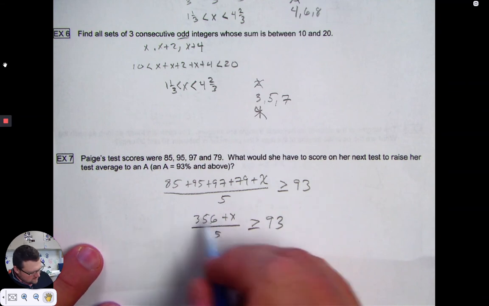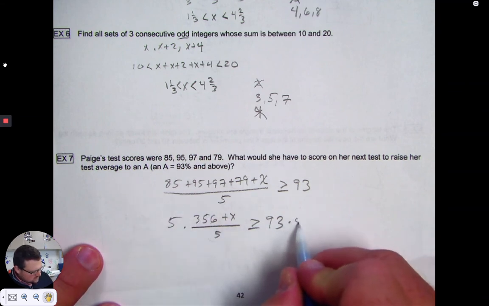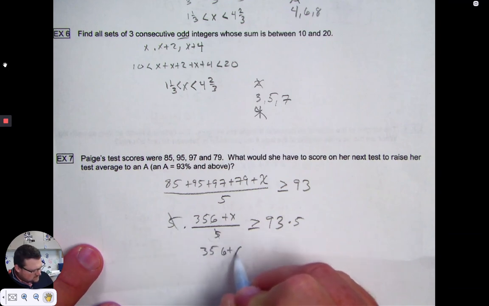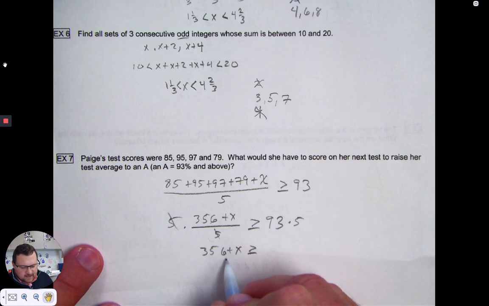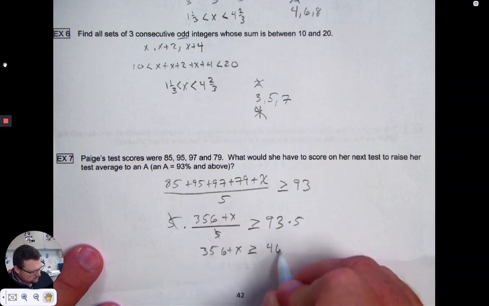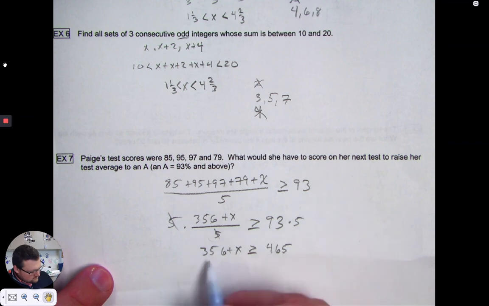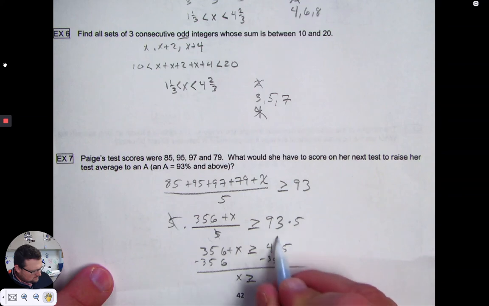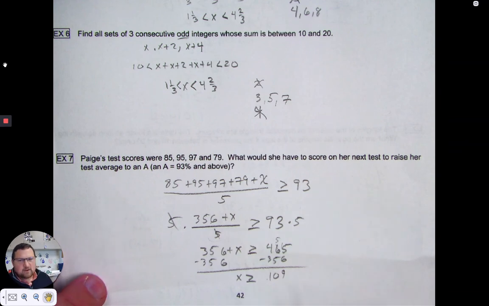So now to get rid of this divided by 5, I can multiply both sides of my equation by 5. Those 5's cancel each other out, and I'm just left with 356 plus x on the left-hand side. And on the right-hand side, that would be 465. So then if I subtract 356 from both sides to solve for x, we get x is greater than or equal to 109. What? That's a problem, right?